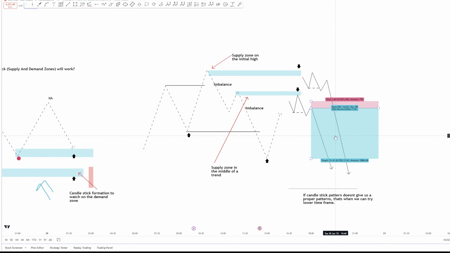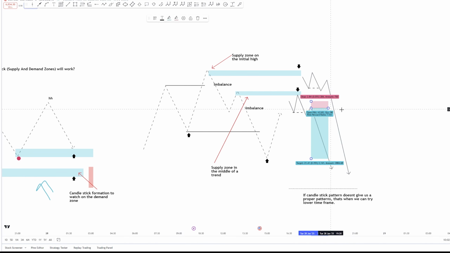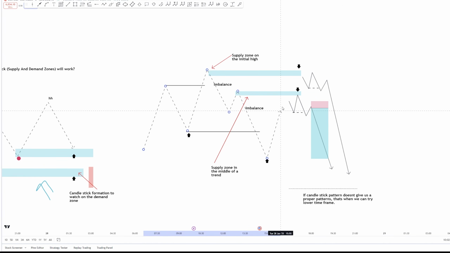But you have to always find price action so that you have a confirmation that the market is likely to move to the downside. If you don't have a confirmation, the market is likely to bully you. So from here, you can say that you have an imbalance. You're waiting for the market to fill this imbalance, come to the supply zone, give you a bearish candlestick, and then you will move on to the lower time frame to find entries.